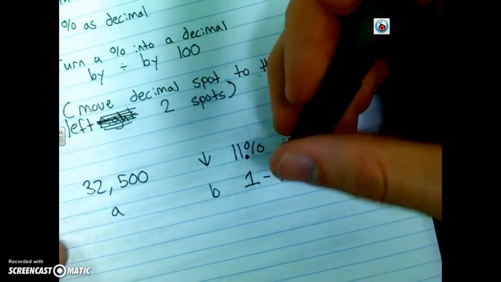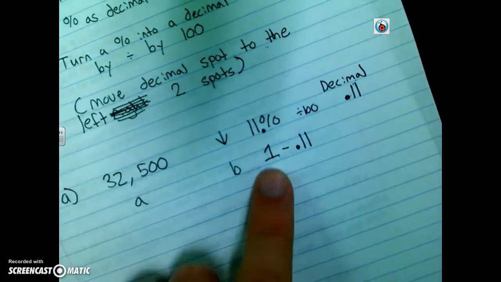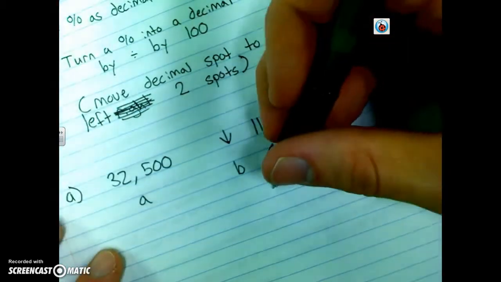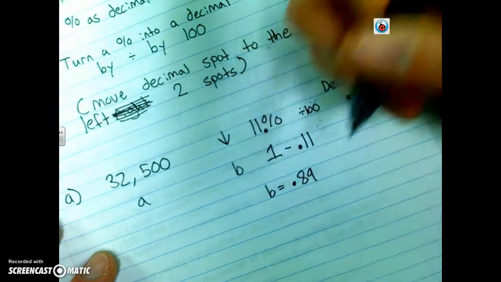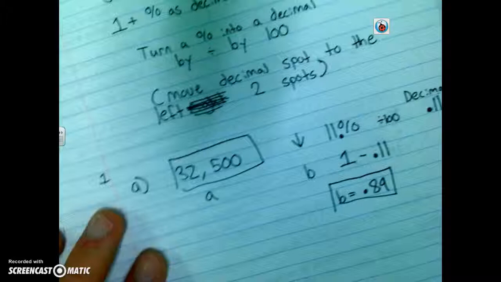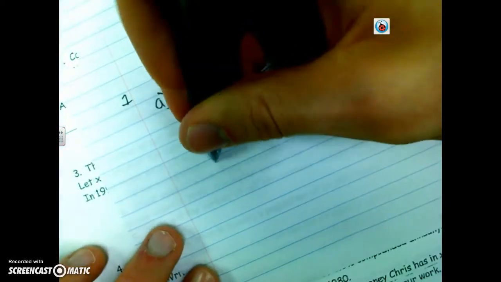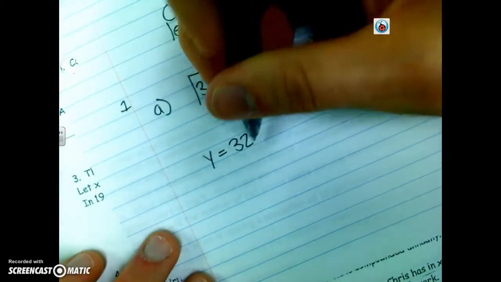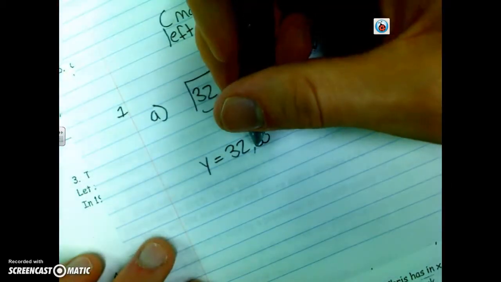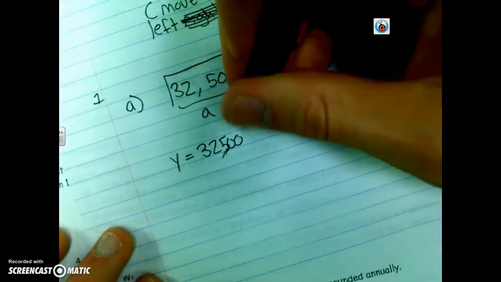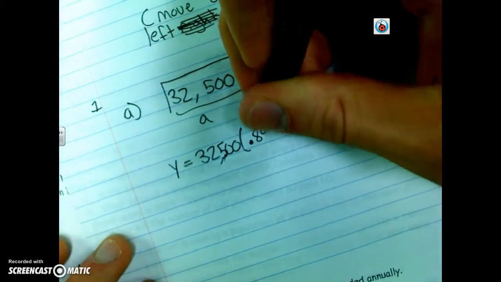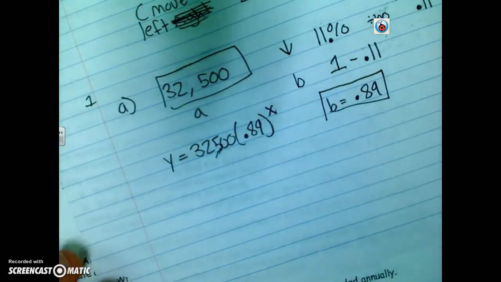Now to find our b value, we can think about it as we had a dollar and we spent 11 cents, leaving 0.89. All right, so there's our b value. Here's our a value, we can go ahead and use that. It would be y equals 32,500 times our b value. We're going to use x up here as our exponent.